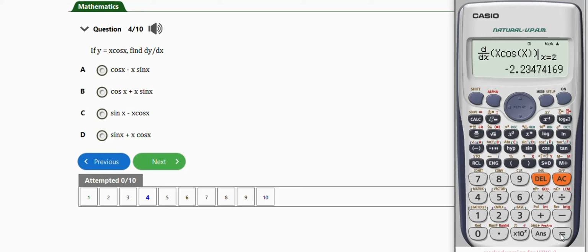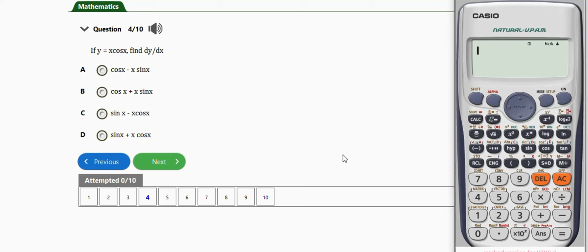Press equal to. So we have minus 2.23. Minus 2.23. Let's evaluate the options. Anyone that gives us minus 2.23 will be the answer. So let's begin with option A. We have cos x. Let's close the bracket. Yeah, minus x sin x. Close the bracket. Remember we got minus 2.23. So let's press equal and we're going to have minus 2.23. Exactly, the right answer is option E. So it's as simple as this, guys.